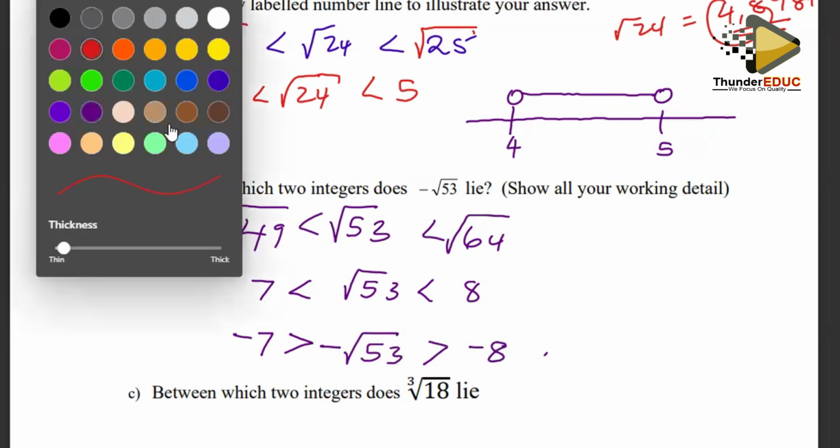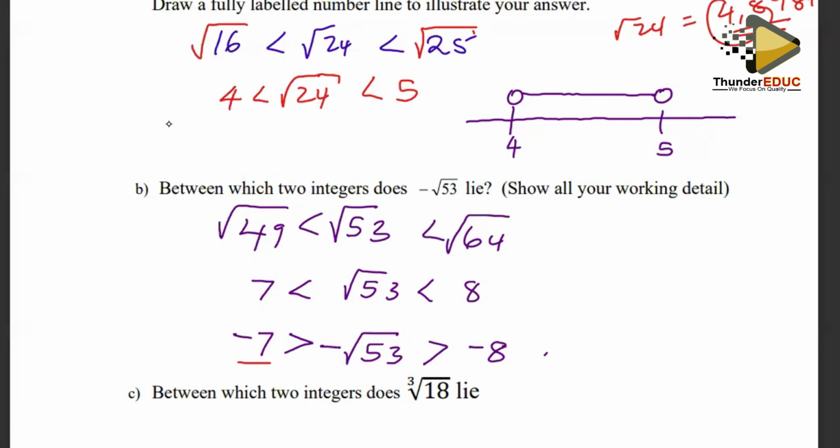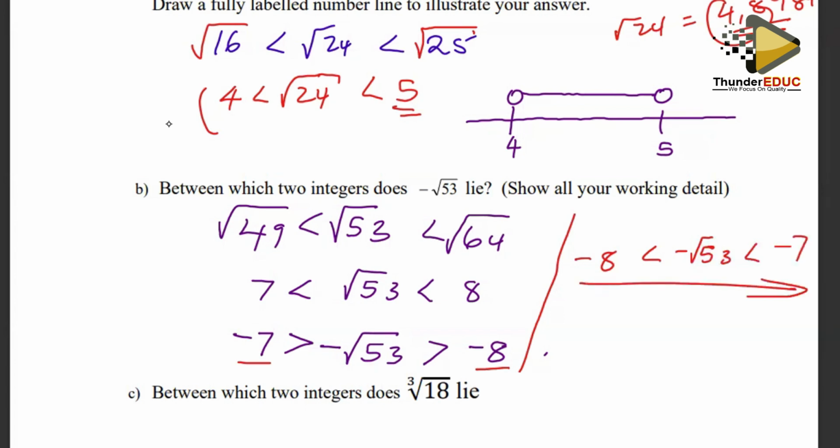So when I look at the negative 7 and then the negative 8, we always start with a smaller integer and then end up with a bigger integer. So I'll have to rewrite this into negative 8 is less than negative root 53, and then is less than negative 7. And then this becomes my answer.